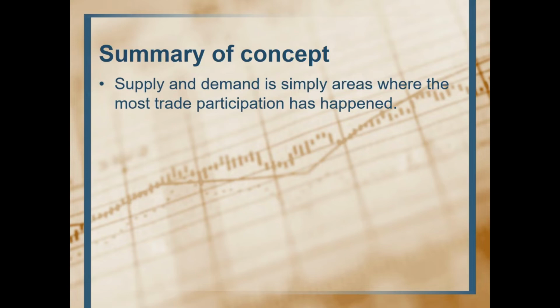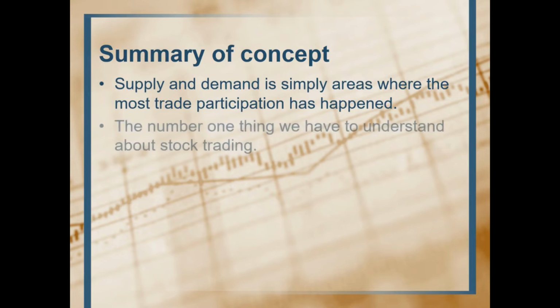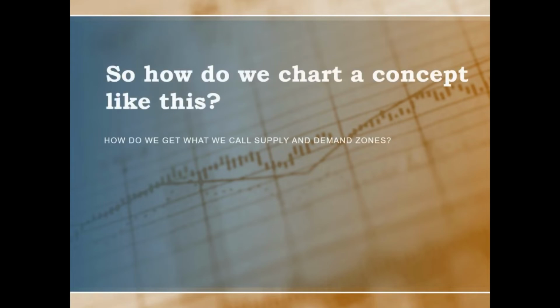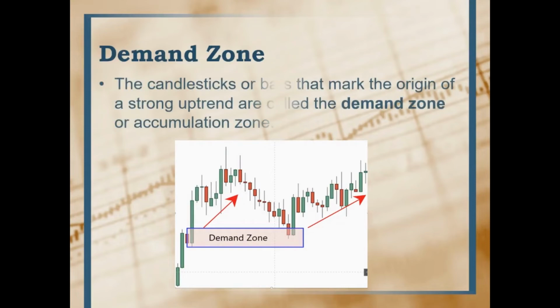So let's give a general summary of this concept. Supply and demand is simply areas where the most trade participation has happened. The number one thing we have to understand about stock trading: patterns are everything. So let's show you a little bit about these patterns. How do we get what we call supply and demand zones? How do we chart a concept like this?